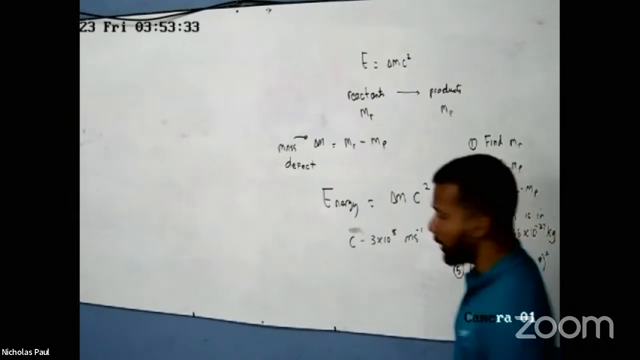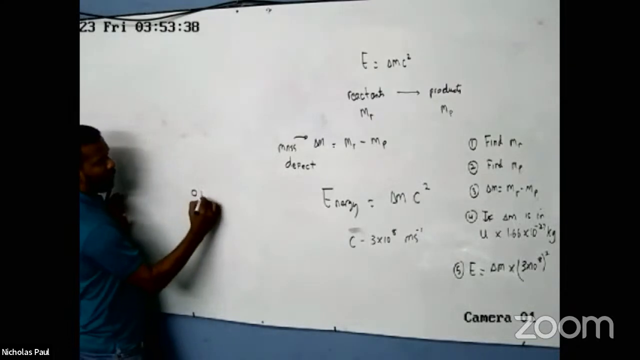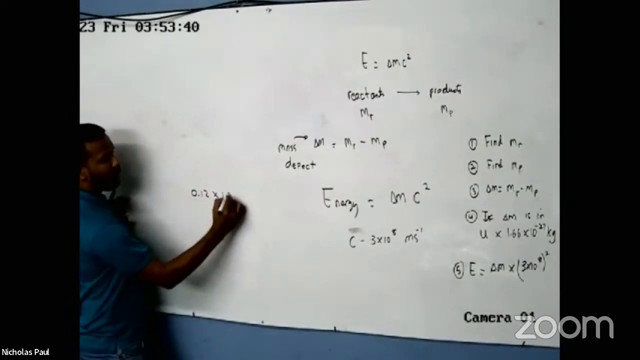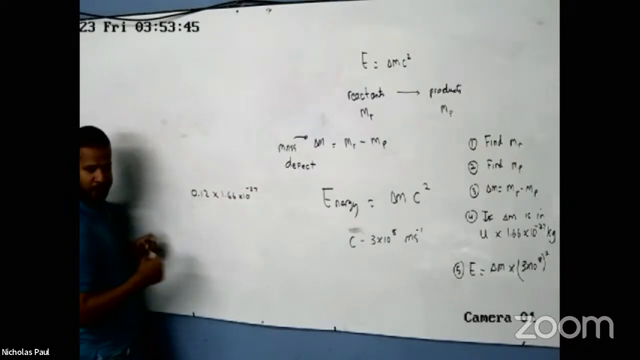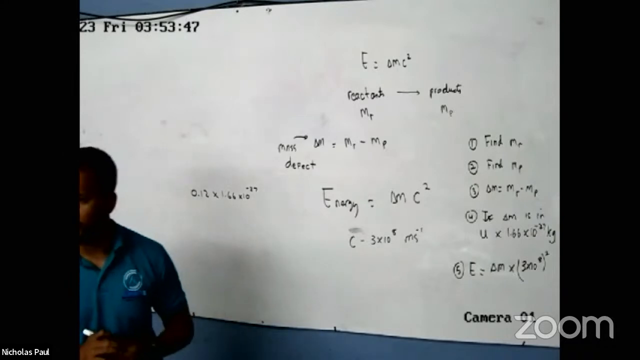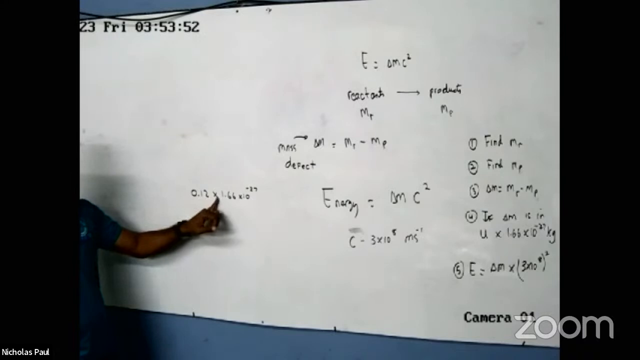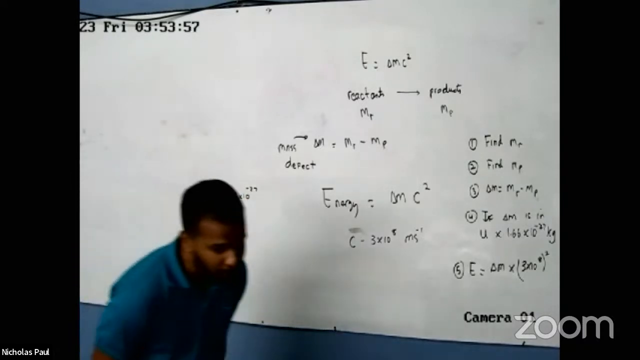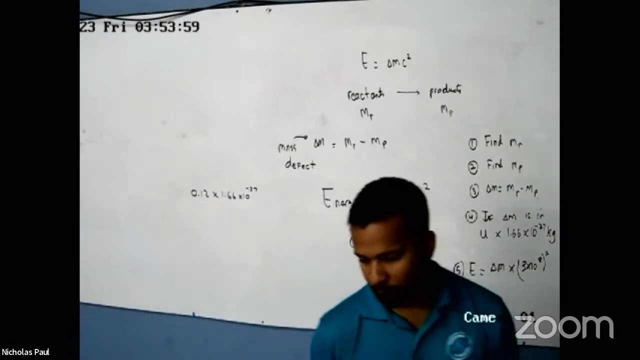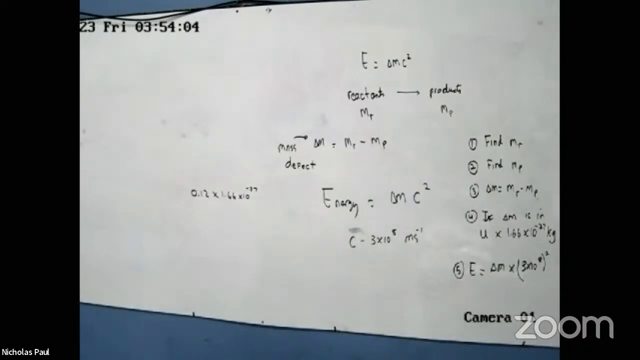While you're waiting on people who are still writing it, just do me a favor now. Just multiply 0.12 by 1.66 x 10^-27. Just try that. I want to make sure that everyone uses the calculator properly. Let's get some practice. I want to see what you get.